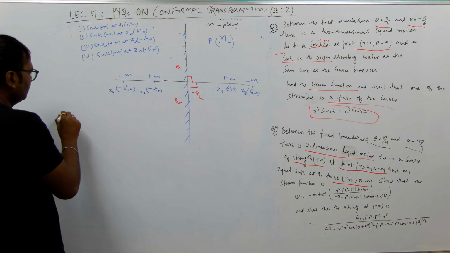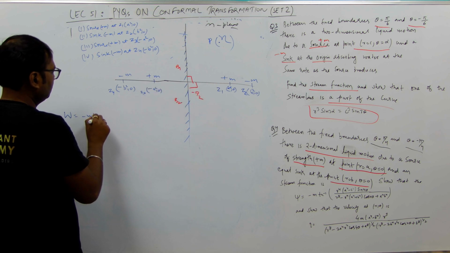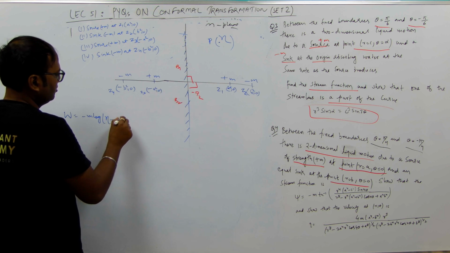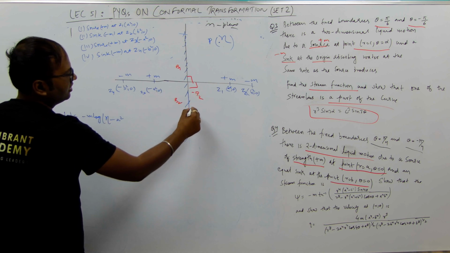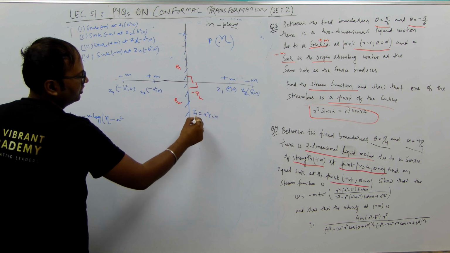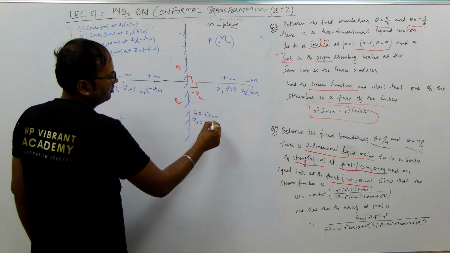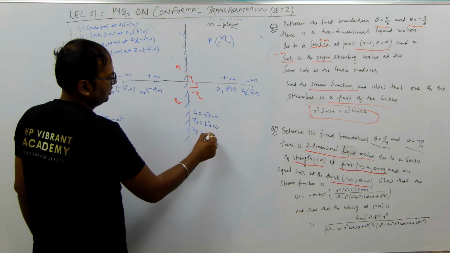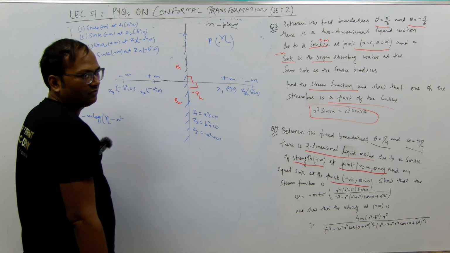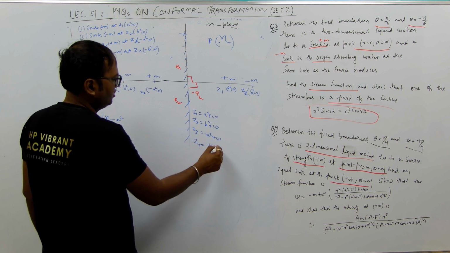So the complex potential is given by minus m log of eta minus a square. Okay, so Z1 we will write as Z1 is equal to a square plus i of 0. So this is a square. Z2 is equal to b square plus i of 0. Z3 is equal to minus a square plus i of 0, because there is no y component. Okay, so Z4 is equal to minus b square plus i of 0.